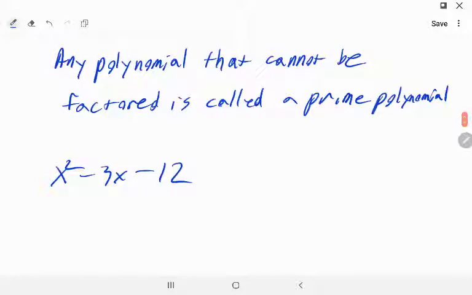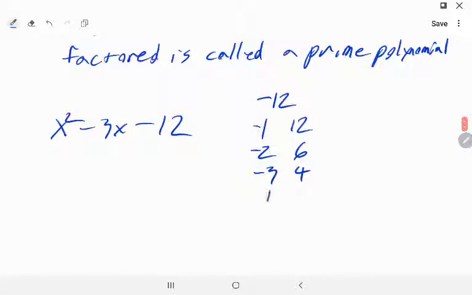We have our negative 12. We make our list of possible factorizations. Negative 1 times 12, negative 2 times 6, negative 3 times 4, and then we have the opposites. We could have 1 times negative 12, 2 times negative 6, 3 times negative 4, and so you notice you don't necessarily have to write out all of the negatives.